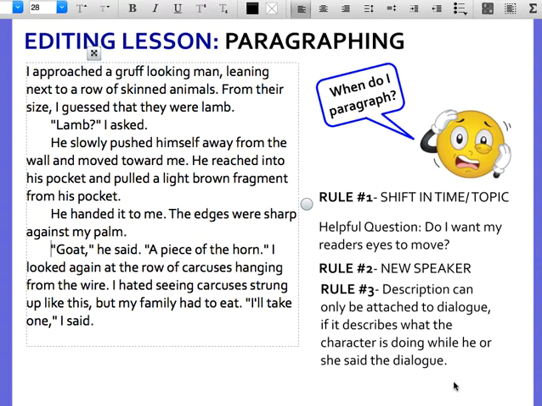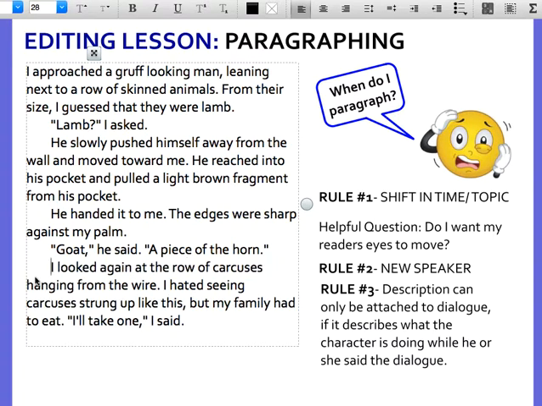I looked again at the row of carcasses. Okay, so the moment the narrator starts looking at something, isn't the same speaker, so I'm going to add a new paragraph here. I looked again at the row of carcasses hanging from the wire. I hated seeing carcasses strung up like this, but my family had to eat. I'll take one, I said.